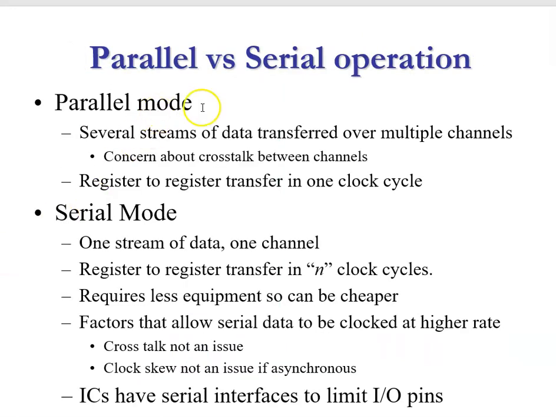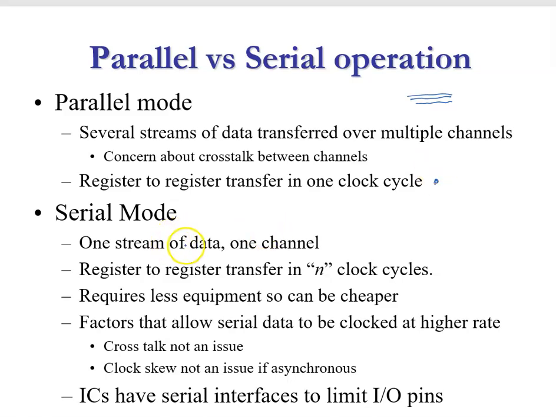So the difference between parallel and serial operation: parallel mode, several streams of data transferred over multiple channels. So since we have to have multiple channels, these could be wires. If we just imagine we have all these wires running next to each other, whether they're on a board or in a conduit, we have the opportunity for crosstalk between these channels, and that's one of the problems with parallel mode. But certainly the advantage is we can load a whole lot of registers at once, so we only take 1 clock cycle to do it.